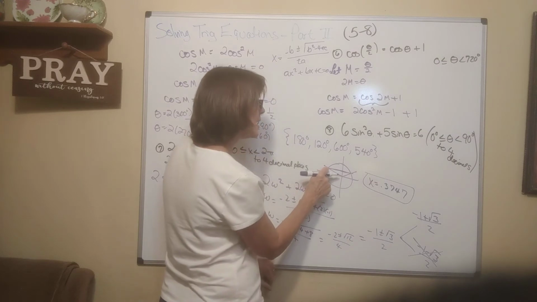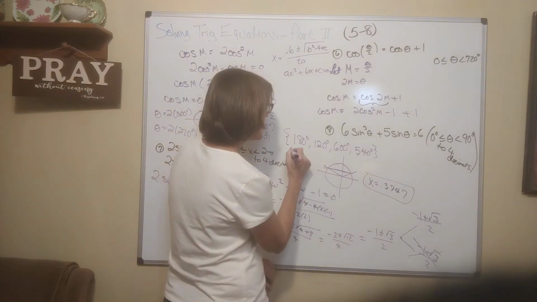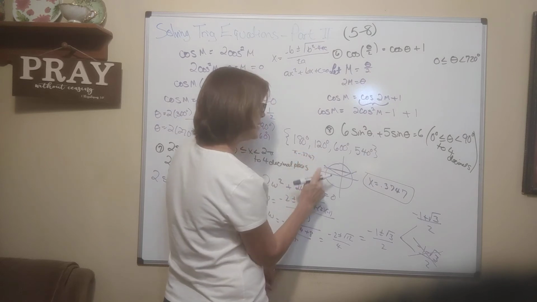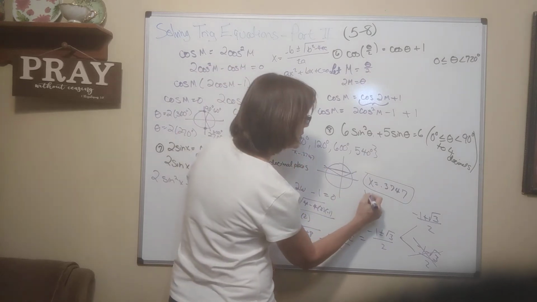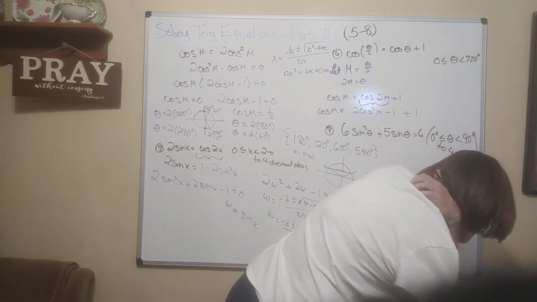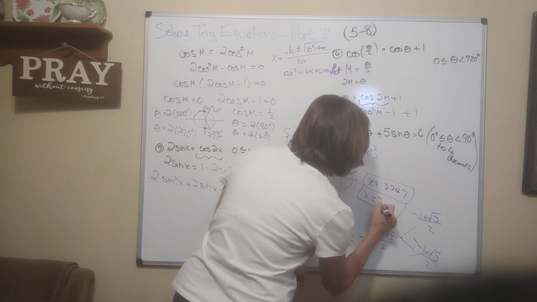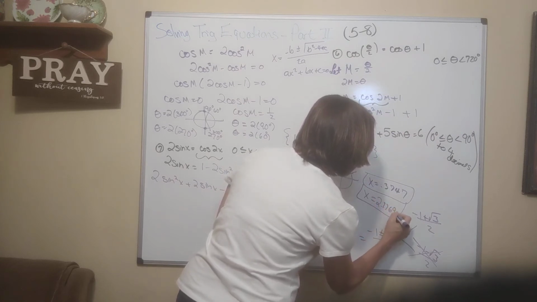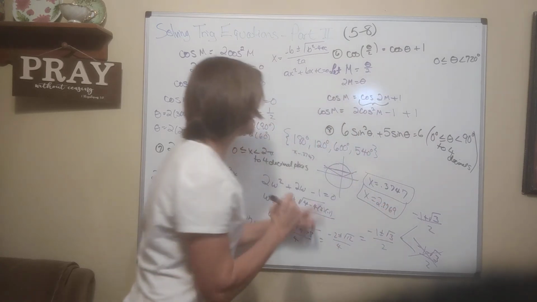How can I obtain this answer? I can take pi minus 0.3747. So when I do that, my second answer is going to be x equals 2.7769. All right, so that's how you can get that one.